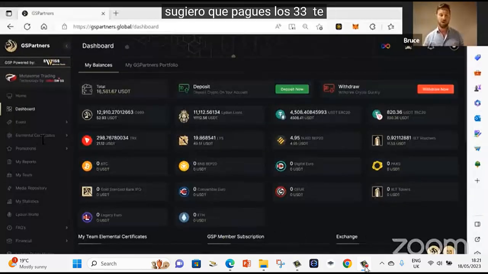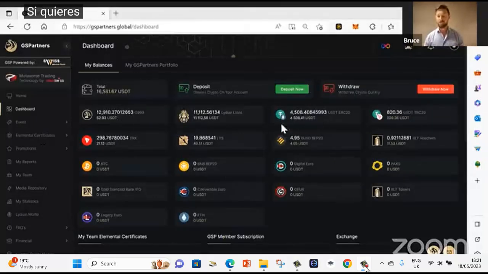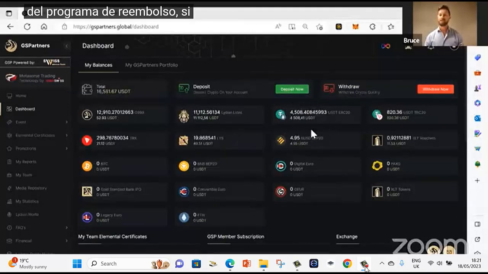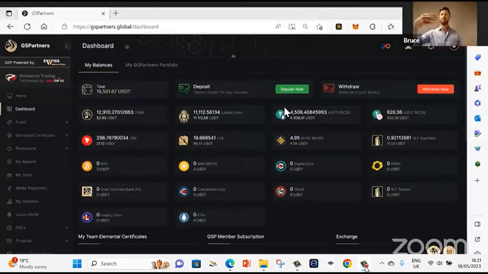We're currently sitting on my wife's account. I've preloaded it with some USDT, and because I've sent USDT into this account, I now have a balance that I can go and purchase a certificate with, and I can load into some of those blockfolios.